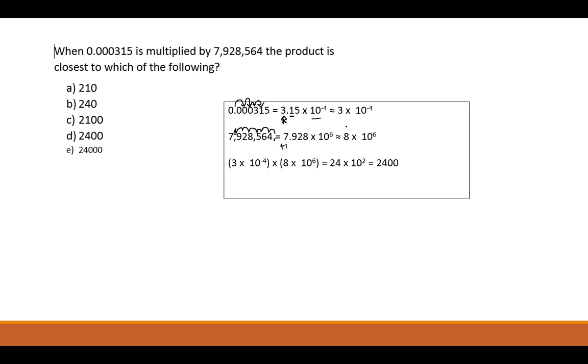Now if you multiply both the numbers, 3 and 8 simply become 24. And 10 to the power minus 4 and 10 to the power 6, basic exponents you need. When you multiply these, your power will become minus 4 plus 6, which is 2. So the end product that you should be getting is 2400.